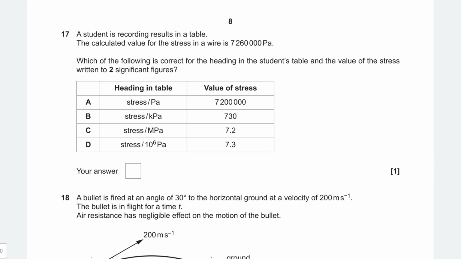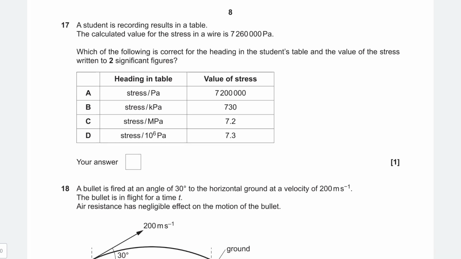Okay, 17. A student is recording results in a table. Which of the following is correct for the heading in the student's table and the value of stress written to 2 significant figures? Okay, so they want to record the value of 7,260,000 pascals. So the first one here doesn't seem correct because it's up to two significant figures.